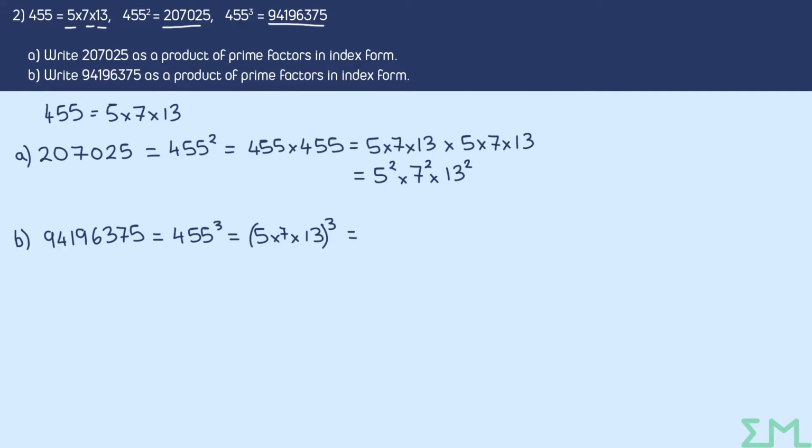Then we can apply this power of 3 to each of the prime numbers individually. So that would become 5 cubed times 7 cubed times 13 cubed. And then we're done. So questions like this might look very hard, especially part B. If you looked at that question before you thought about the information in the question, then you're going to think, wow, that's going to take me a very long time to break down. But actually, with this information up here, the question is very, very easy. It's just knowing how easy it is.